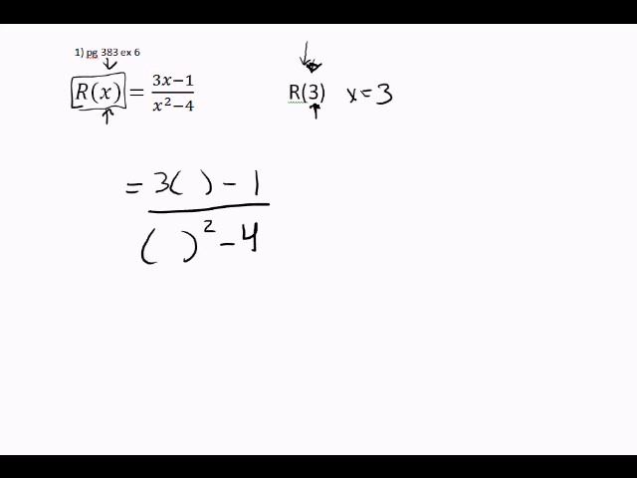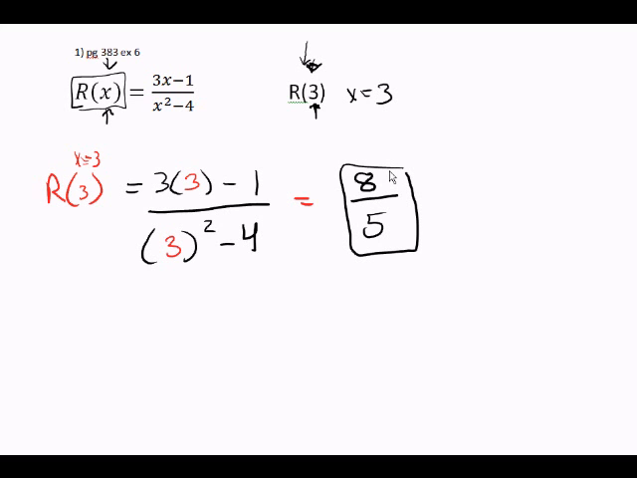And what number am I putting into the parentheses? If we're going to use R(3), it's just telling us that x equals 3. That's what R(3) means. And we're going to do the math. So what do I get on top? 9 minus 1 is 8. Exactly. And what do I get on the bottom? Exactly, and we are done.